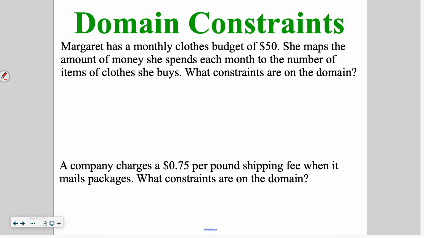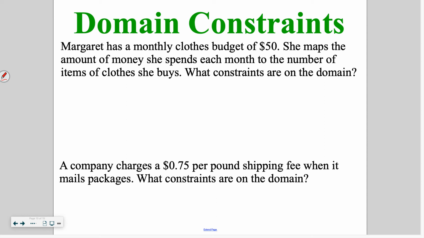Last thing we're going to talk about, this is similar to the reasonable domain and range portion, but this is talking about specific constraints on the domain. So this is things that the domain cannot equal. So in this first example, Margaret has a monthly clothes budget of $50. She maps out the amount of money she spends each month to the number of items of clothes that she can buy. What is the constraint on the domain?